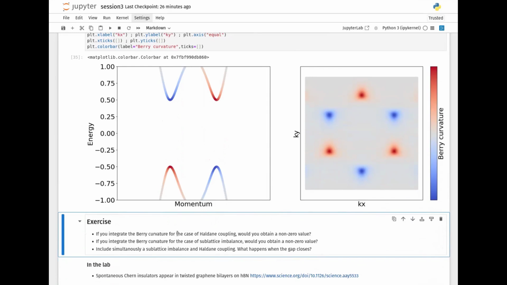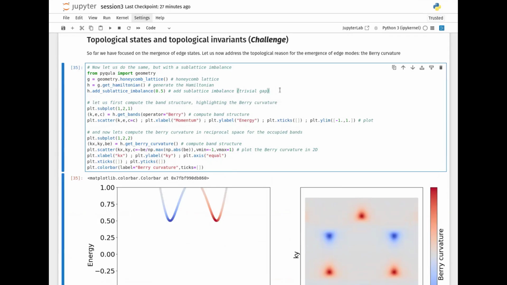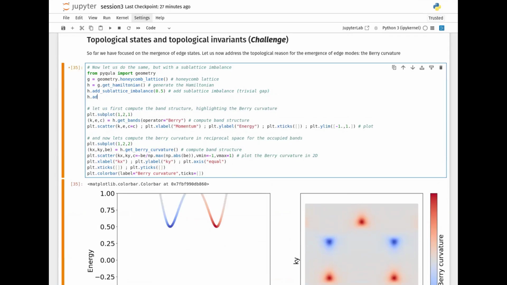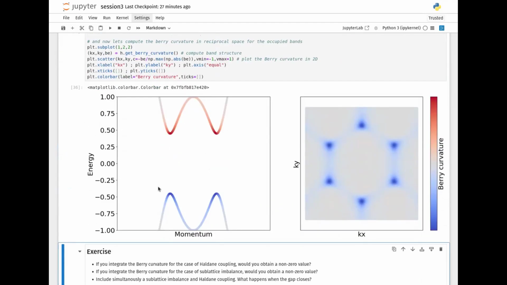If you integrate the Berry curvature in the case of the Haldane coupling, would you obtain a non-zero value? For this, we first need to add the Haldane coupling, right? So let us add Haldane, and we are going to add 0.1. And you see that in the Haldane coupling, we actually have a Berry curvature that is positive all the time. And this is what you see here.